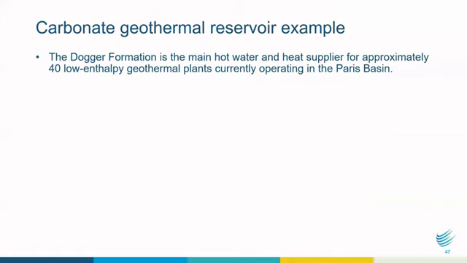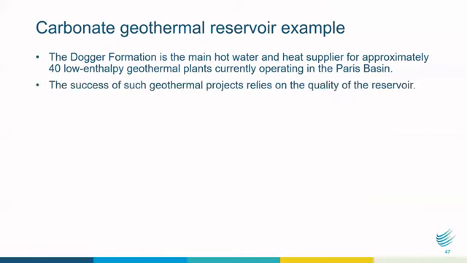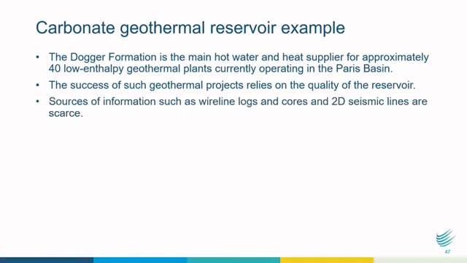The Dogger Formation is the main hot water and heat supplier for approximately 40 low enthalpy geothermal plants currently operating in the Paris Basin. And the success of such geothermal projects relies on the quality of a reservoir, that is temperature, porosity, and permeability. Sources of information from which to infer these key reservoir characteristics, such as wireline logs, cores and 2D seismic lines, were unfortunately scarce.